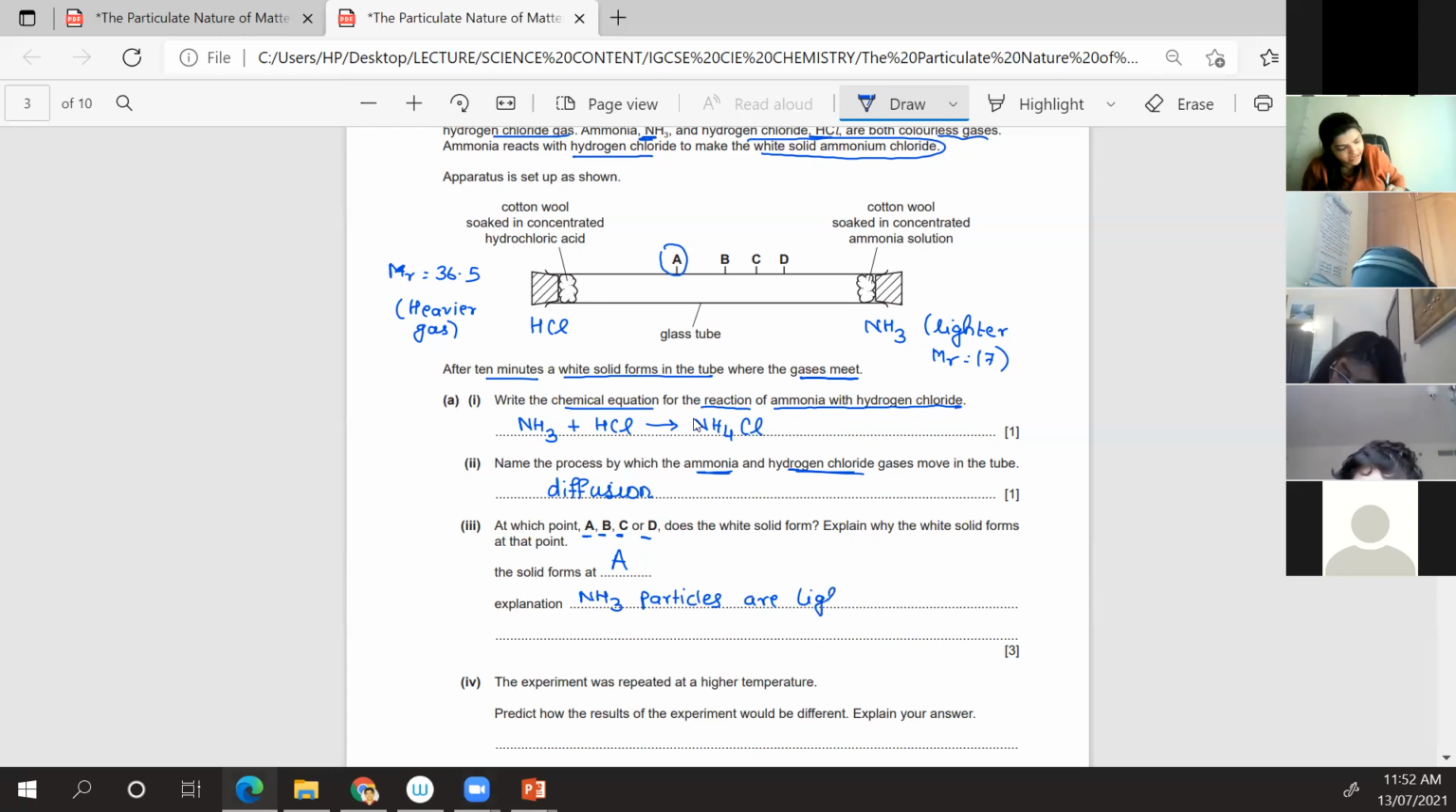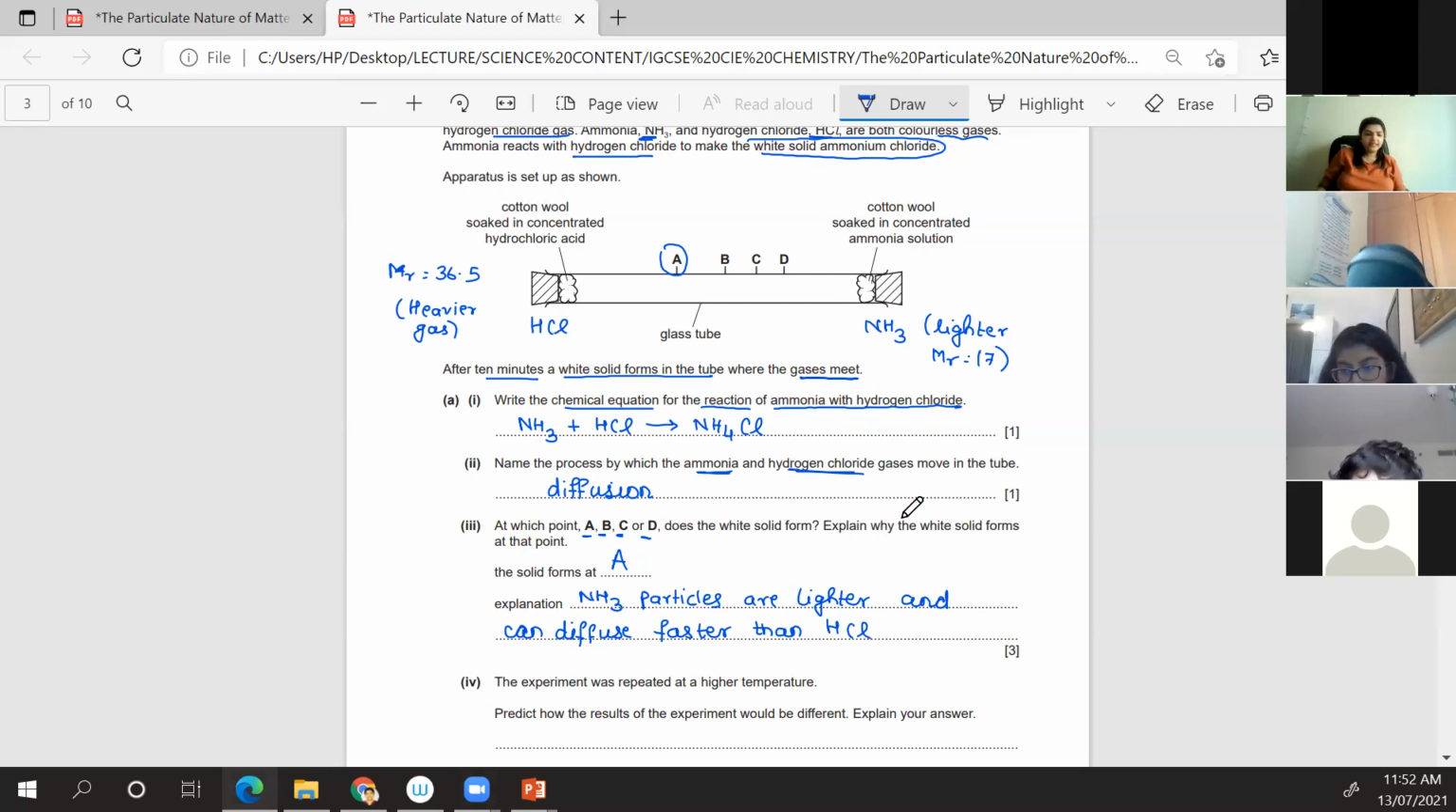Ammonia particles are lighter and can diffuse faster than HCl. Okay. Yes.